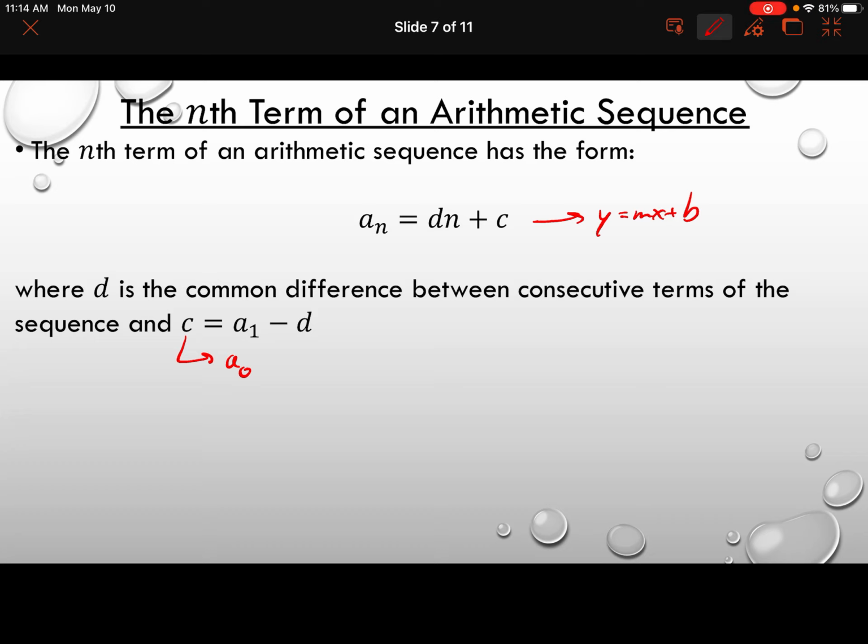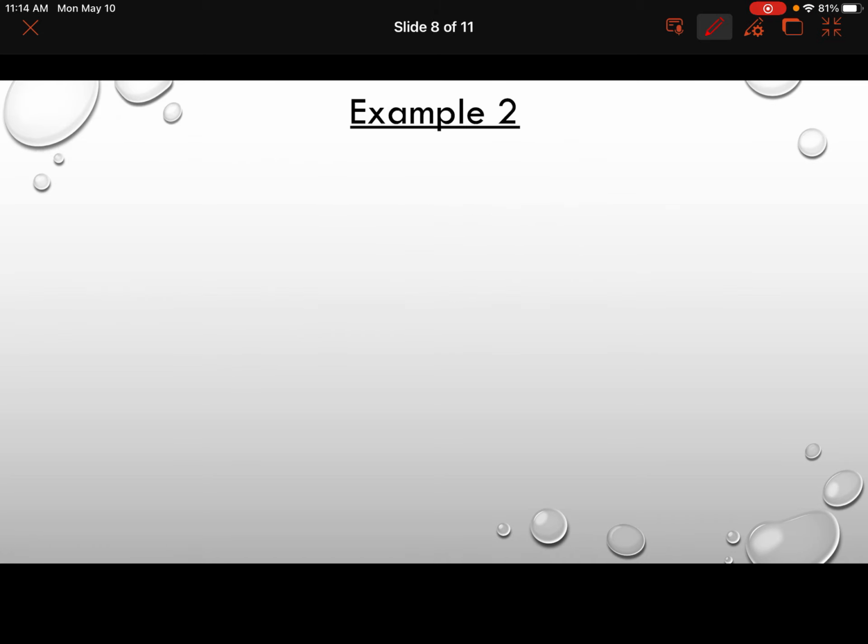So that is what an arithmetic sequence will look like. Like I said, it will be a linear equation. There's no squares, no square roots, no cubes. It's just a linear equation. Okay? So let's look at an example.